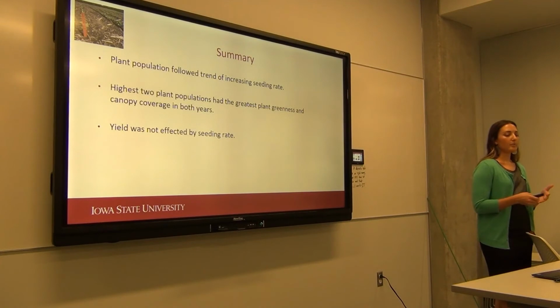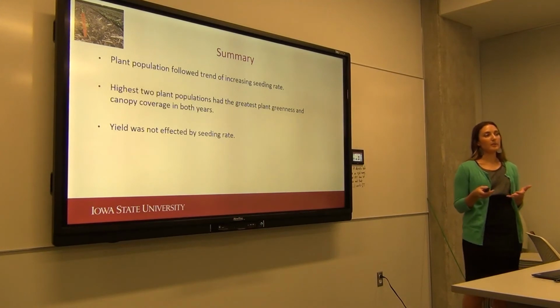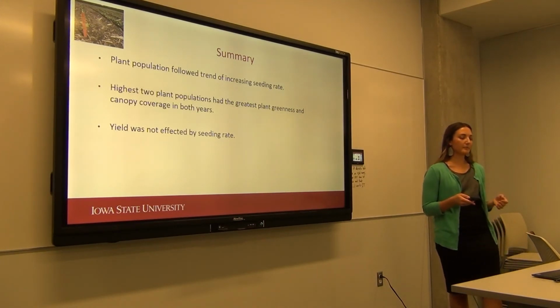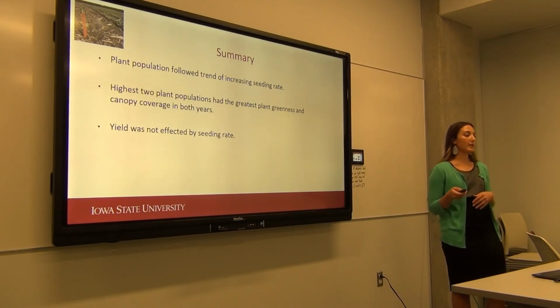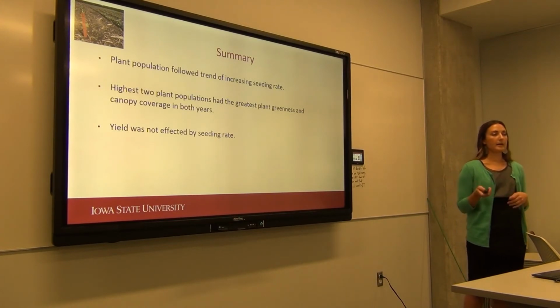As I mentioned earlier, plant population followed the trend of increasing seeding rate, where the lowest seeding rate resulted in the lowest plant population and the greatest seeding rate resulted in the greatest plant population. The 2 highest plant populations had the greatest plant greenness and canopy coverage in both years. And lastly, yield was not affected by seeding rate.